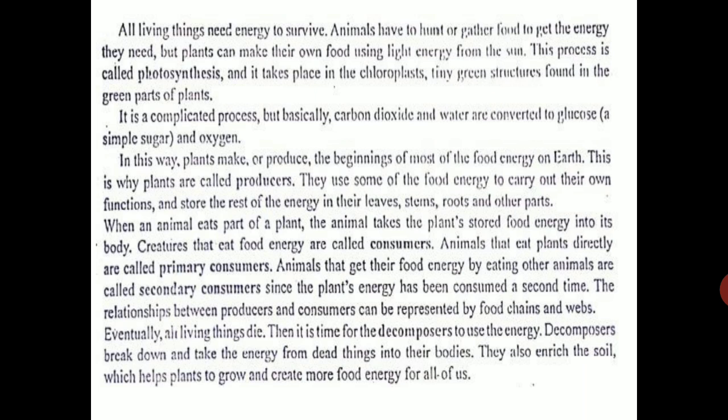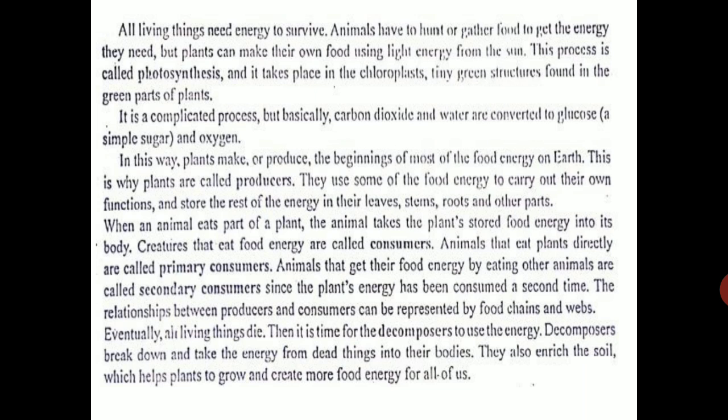All living things need energy to survive. Animals have to hunt to gather food to get the energy they need, but plants can make their own food using light energy from the sun. Only plants make their own food. This process is called photosynthesis. It takes place in the chloroplast, tiny green structures found in the green parts of the plant. It is a complicated process, but basically carbon dioxide and water are converted to glucose, a simple sugar, and oxygen. So CO2 and water are converted into glucose and oxygen.